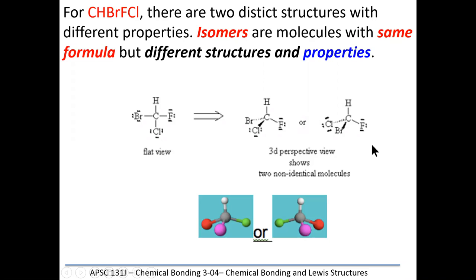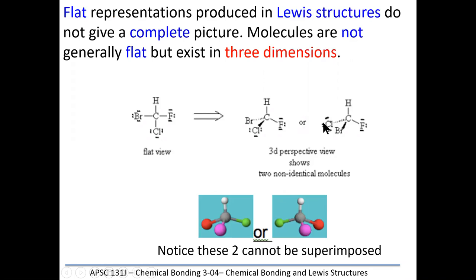So we're not going to be talking about isomers, but just to show you that three-dimensional drawings are useful in visualizing the different types of isomers that can exist. Isomers, of course, are molecules that have the same formula but different arrangements of atoms. So flat representations done with Lewis structures don't always give the complete picture. You have to visualize molecules sometimes in three dimensions.